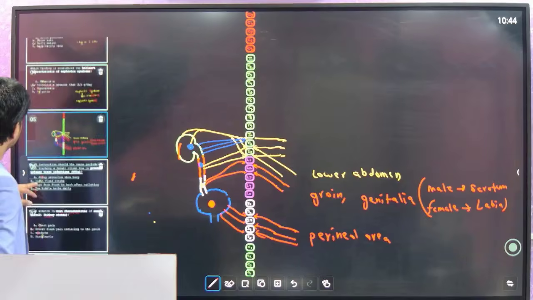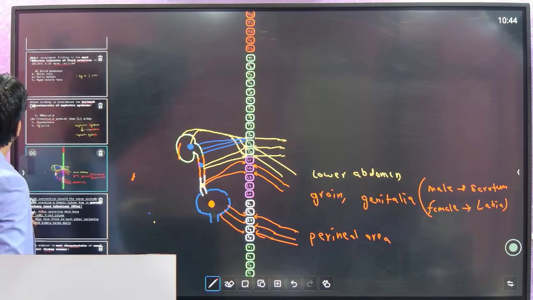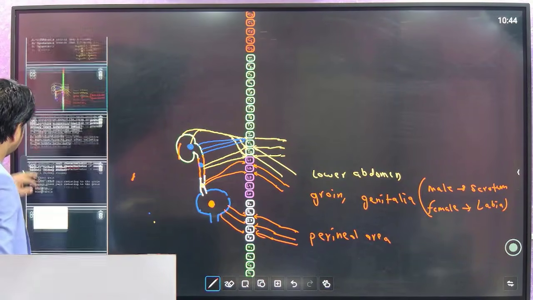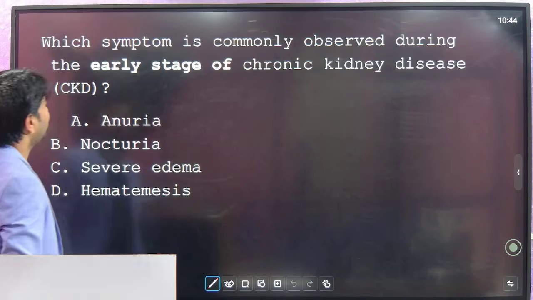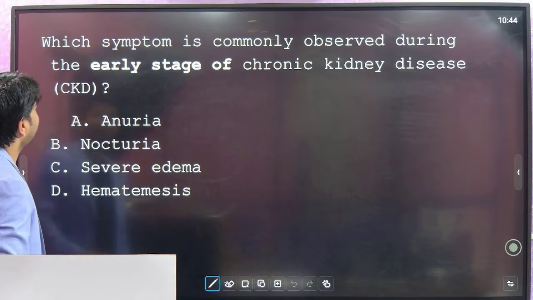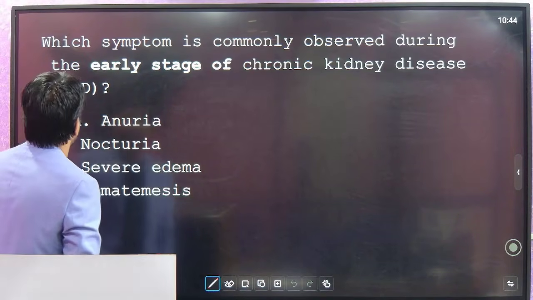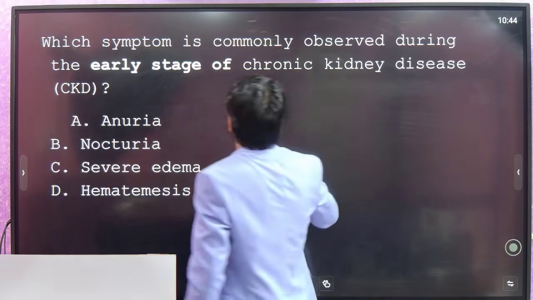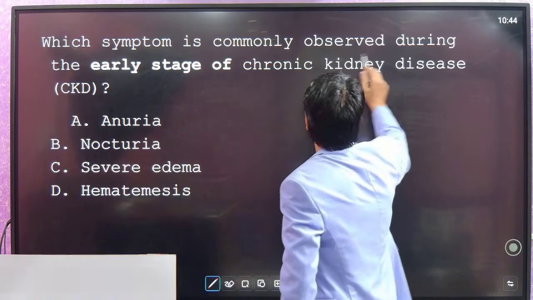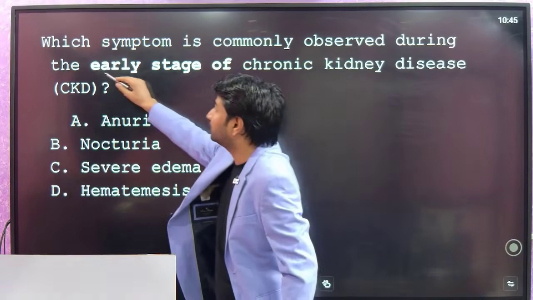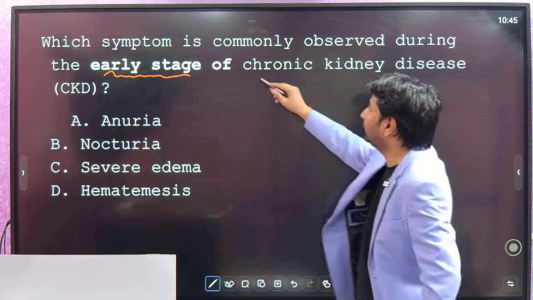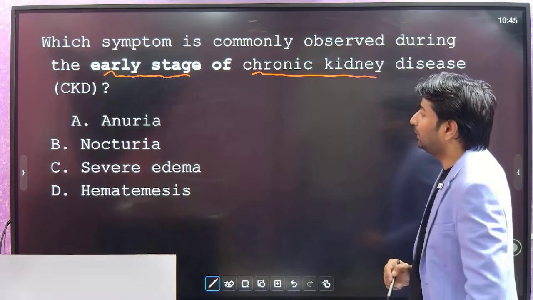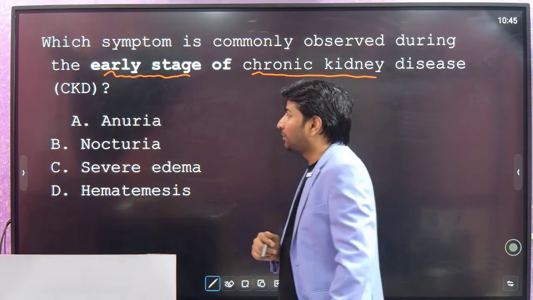Now, let's move on to our next question. Which symptom is commonly observed during the early stage of chronic kidney disease, CKD? This means it's asking which symptom is commonly observed during the initial stage, specifically the early stage of chronic kidney failure. Which symptom will we see in that?